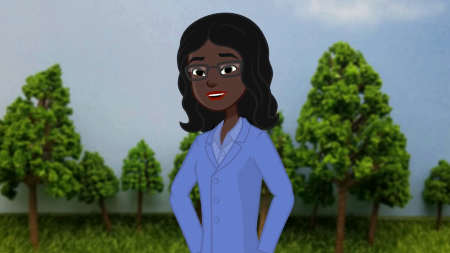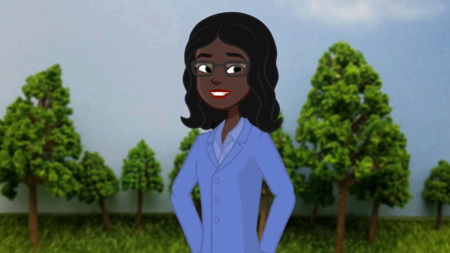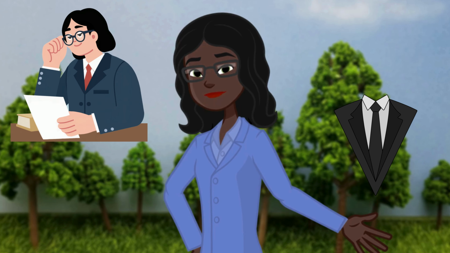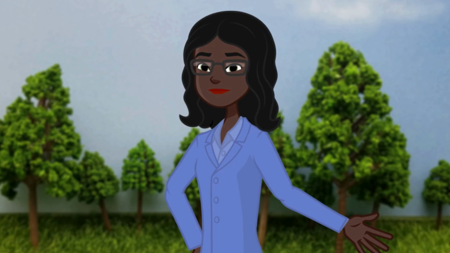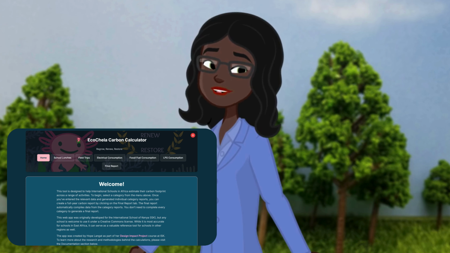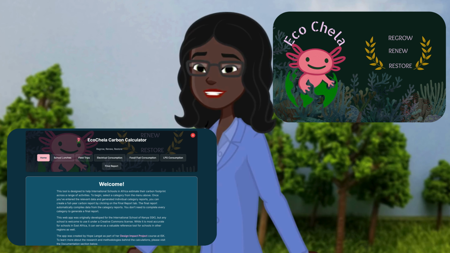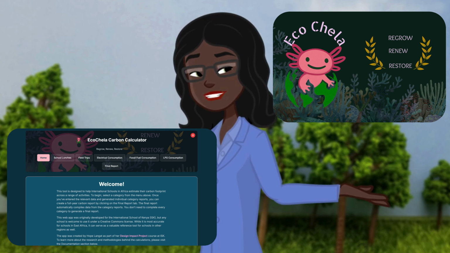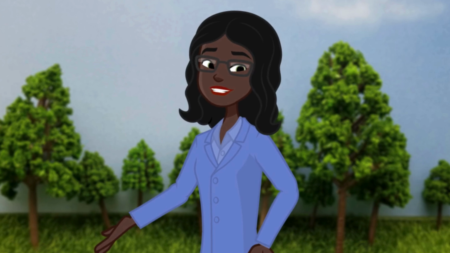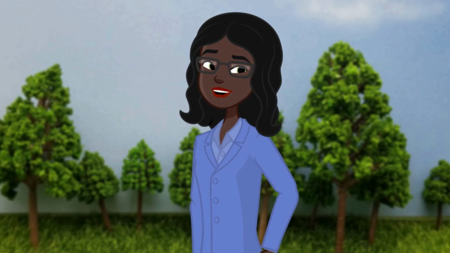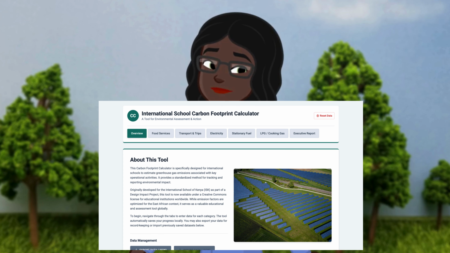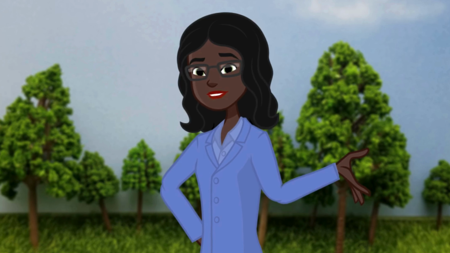Then came the user experience. We realised we had a conflict. Students need engagement, but the school board needs professionalism. Usually, you have to pick one. We decided to build both. We spent weeks refining the Ecochela theme, using our axolotl mascot and those vibrant pinks and blues to make carbon counting feel hopeful, not scary. However, we also created a completely separate, formal dashboard, stripping away the cartoons for a clean, teal administrative look. Same brain, two very different faces.